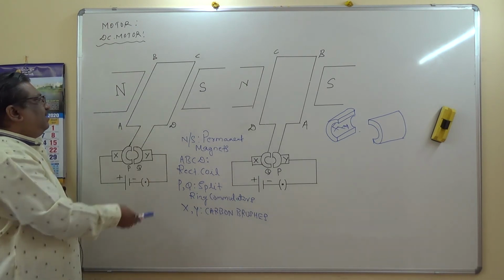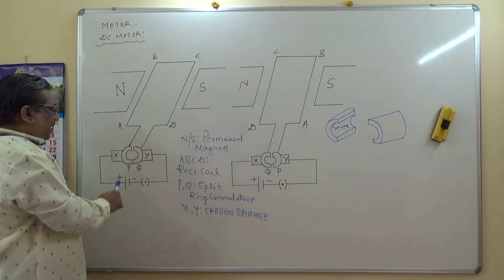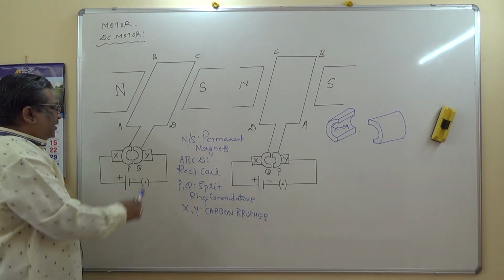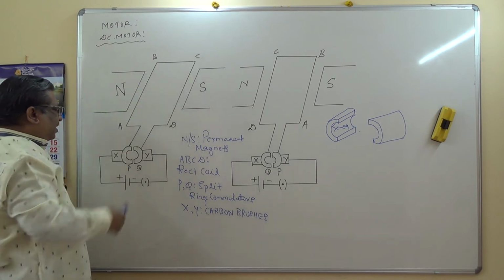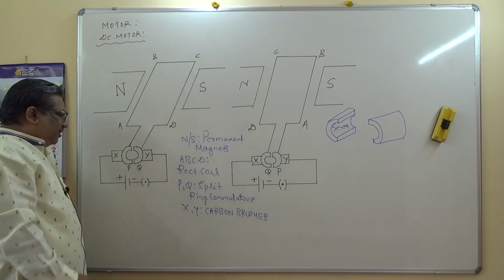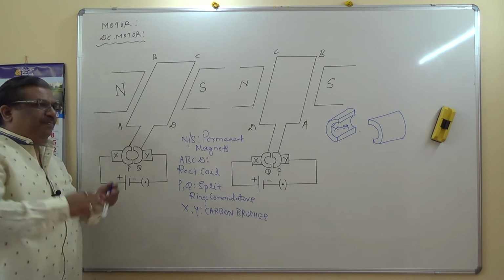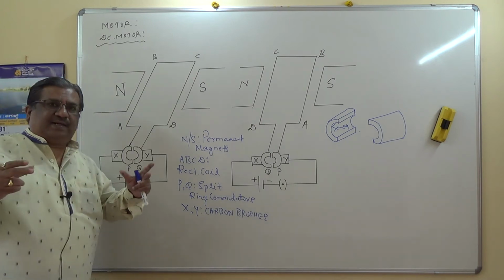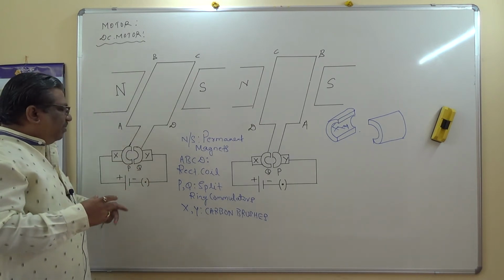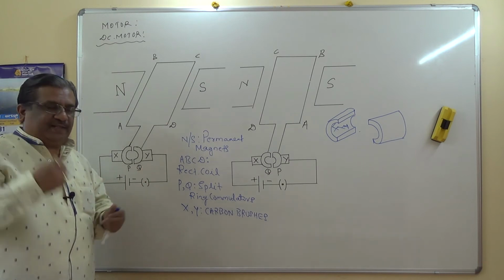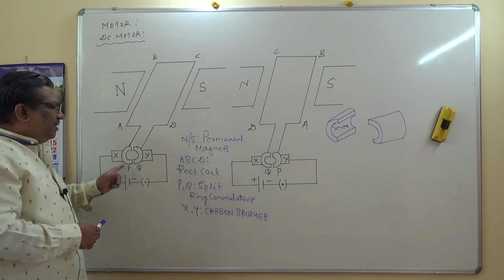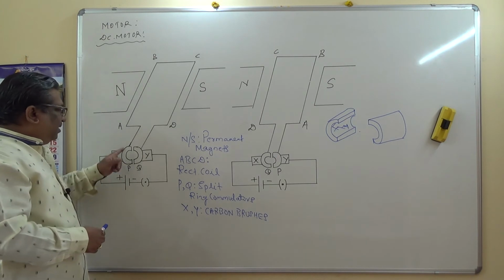So what are the parts here? Permanent magnets, rectangular coil, P and Q the split ring commutator that reverses the direction of current in the ABCD coil, and X and Y are carbon brushes. These carbon brushes are pressed against the external conductive surfaces of the split ring commutator by means of springs, so that it establishes contact with the split ring all the time.